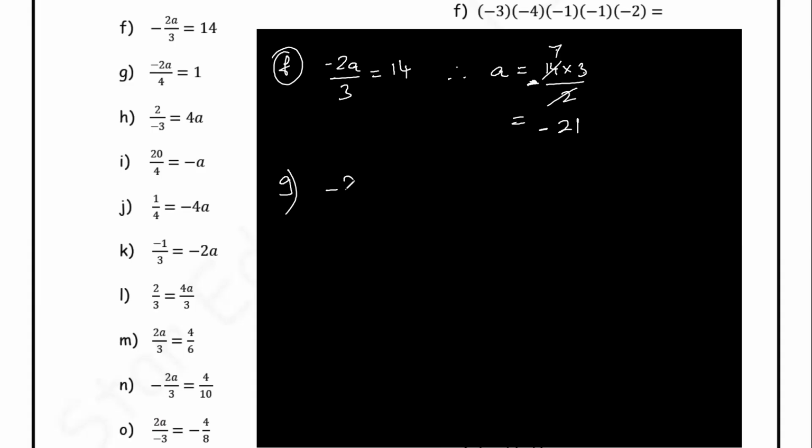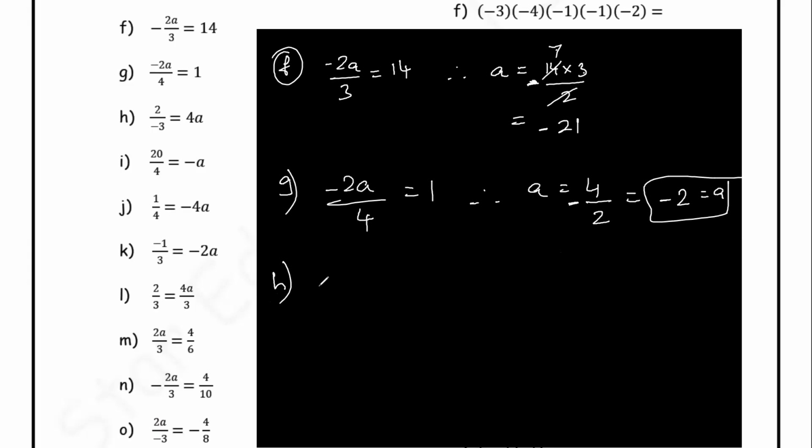G, negative 2a over 4 is equal to 1. Therefore, A is equal to 1 into 4 upon 2. And don't forget the negative comes here. And therefore that answer is 2 goes into 4 two times and the negative 1. So A is negative 2.